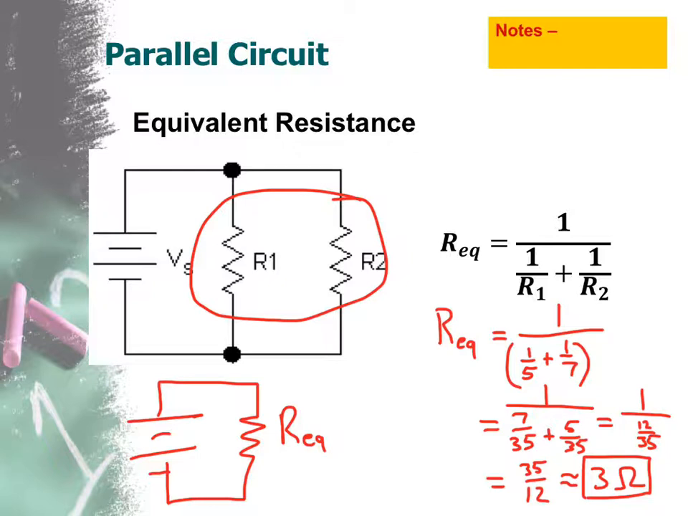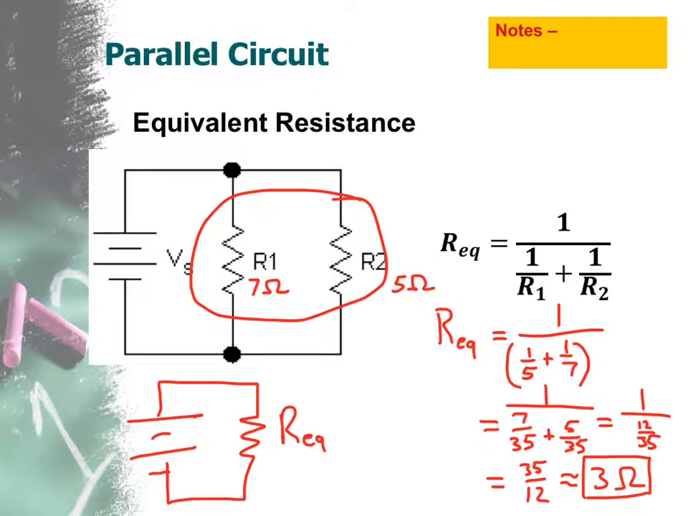Remember, we started off with a 7 ohm and a 5 ohm resistor. And notice that our equivalent resistance ended up being less than either of those. So in parallel circuits, you can actually reduce the equivalent resistance by adding resistors in parallel, which seems counterintuitive, doesn't it? But that's an interesting fact about parallel circuits.